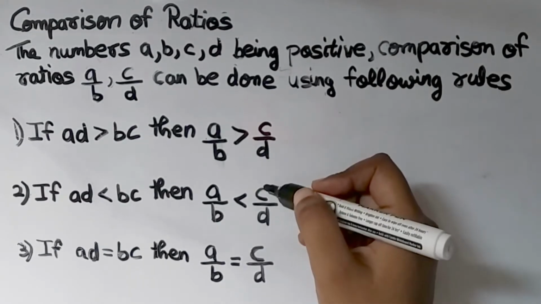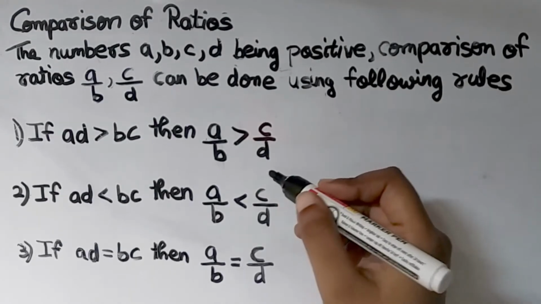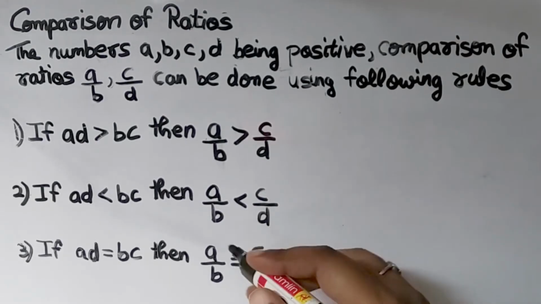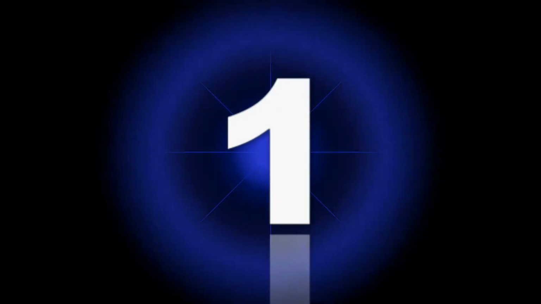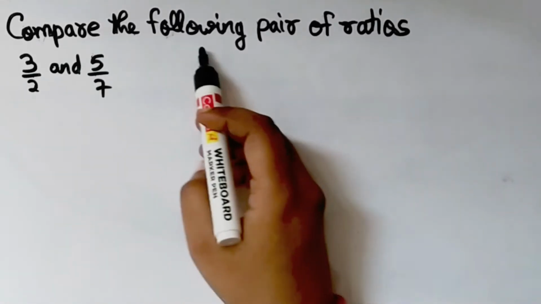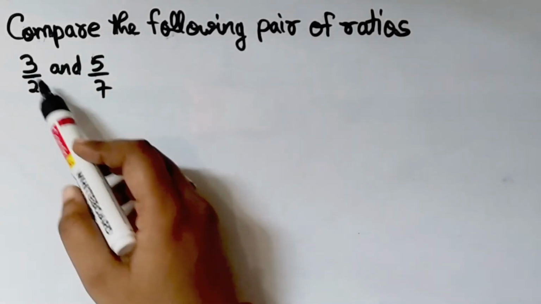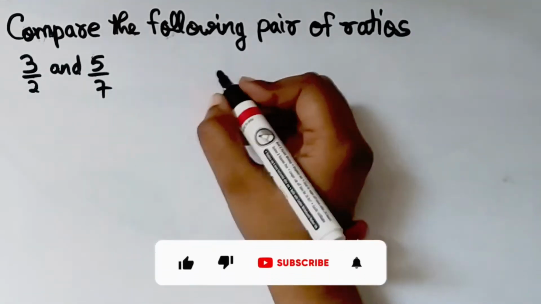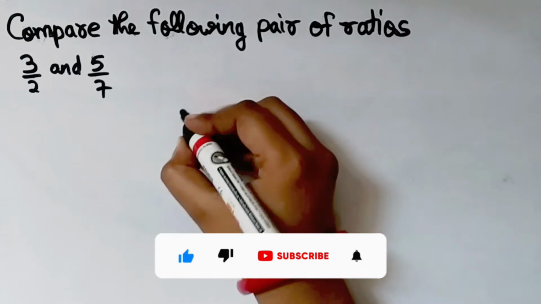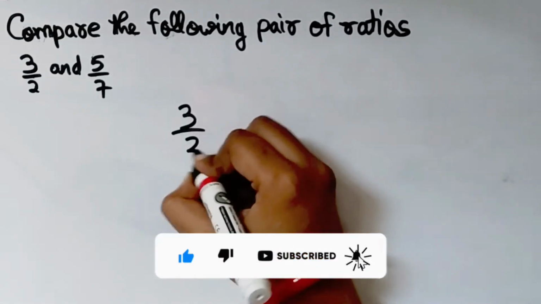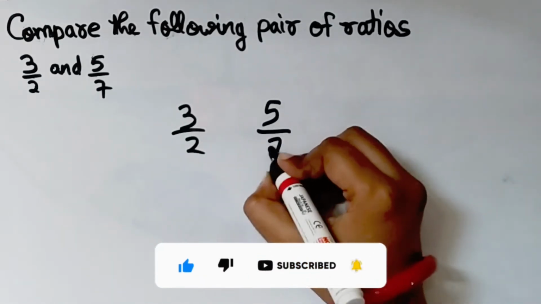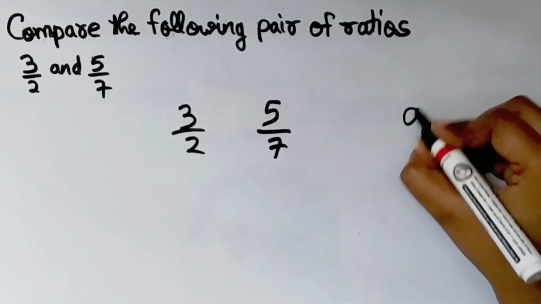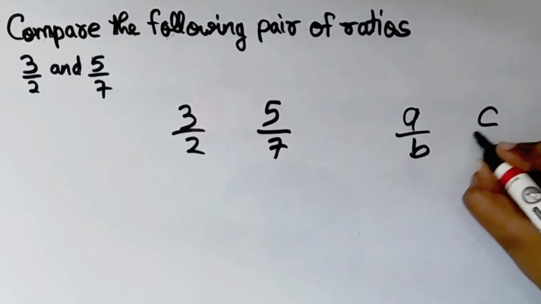You will understand these rules more clearly when we solve the examples. Okay, so let's see examples. Now we'll solve this example. Compare the following pair of ratios, 3 upon 2 and 5 upon 7. So this ratio we will compare. We will use the rules which we have seen just now. So 3 upon 2 and here we have 5 upon 7. So it is in the form of A upon B, C upon D.